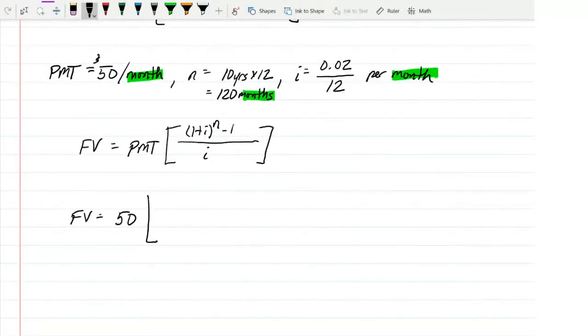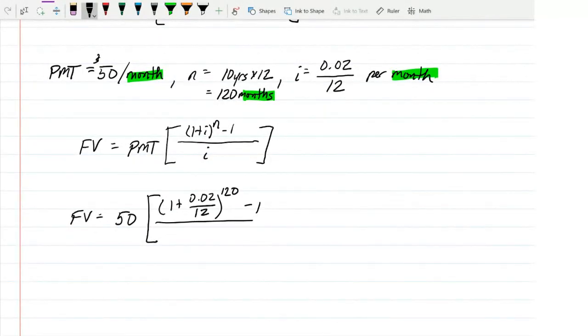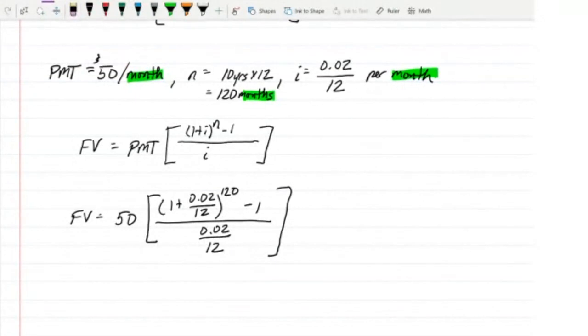$50 times 1 plus I, 0.02 over 12, raised to the n power, 120 months, minus 1, all over the I fraction. Yeah, that looks silly, doesn't it? Good thing Desmos Calculator is going to be doing this for me. The hard part for me is getting it all typed in.